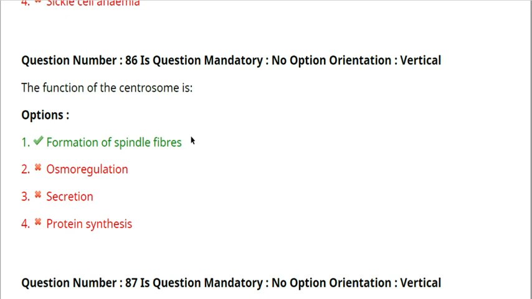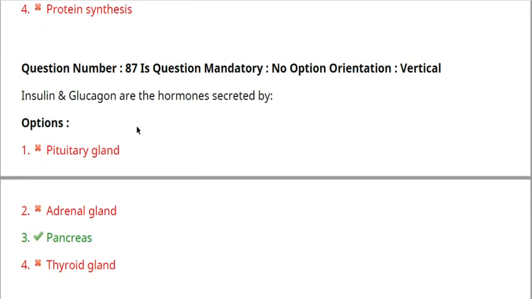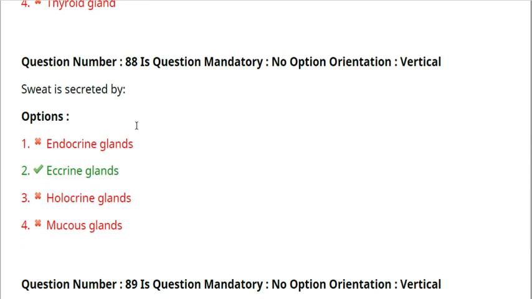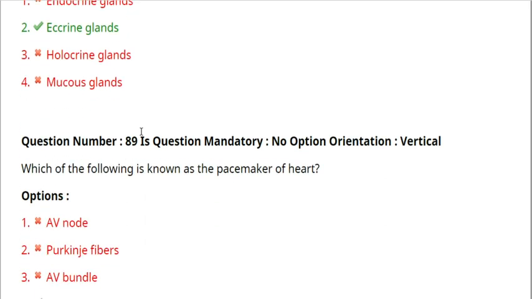What is the function of centrosome? Here they are asking about centrosome, not centromere, friends. The centrosome is involved in forming the spindle fiber. Next, insulin and glucagon are the hormones secreted by your pancreas. Sweat is secreted by the eccrine gland. The eccrine gland is present in all regions of skin, and its main role is secretion of sweat for regulating the body's thermoregulation mechanism.